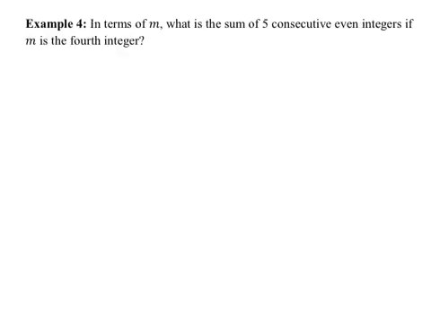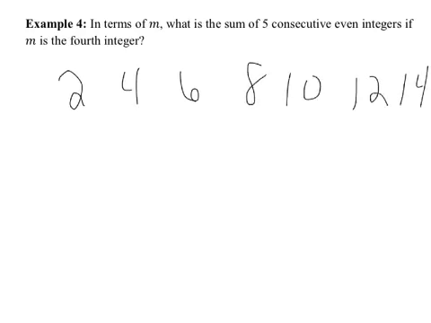Example 4. In terms of m, what is the sum of 5 consecutive even integers if m is the fourth integer? All right. So in my mind, even consecutive integers are things like 2, 4, 6, 8, 10, 12, 14, etc. They're all even and they're consecutive. We're looking for 5 of them. So it would be something like this. Okay, looking at the first 5. Where's the fourth? The fourth is right here. So we're saying that this is really m in a sense.